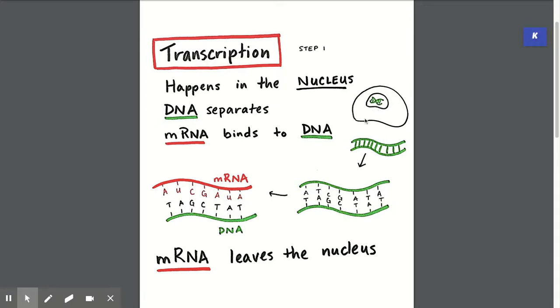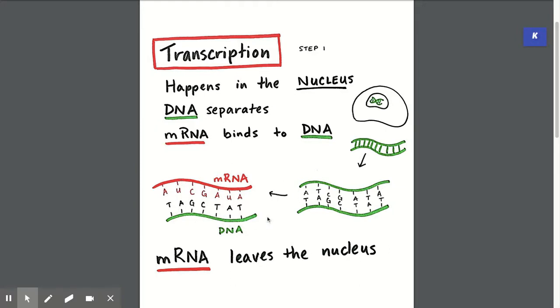In transcription, the DNA is going to separate. So here we have our DNA, zoomed in. Notice the A's, T's, C's, and G's. And then we have the mRNA coming in and binding with the DNA. So again, DNA is in green, mRNA in red.